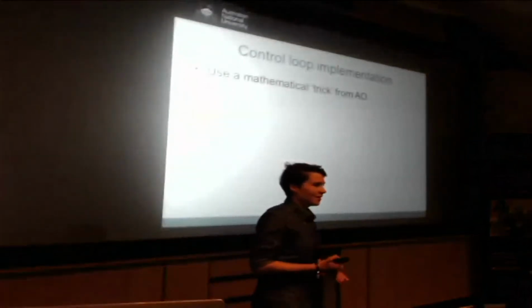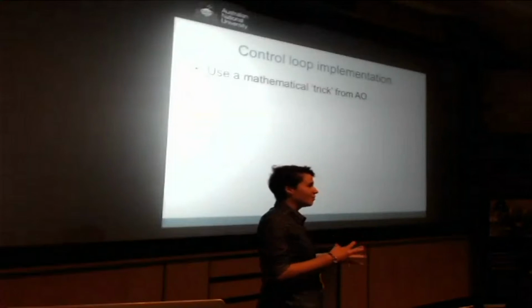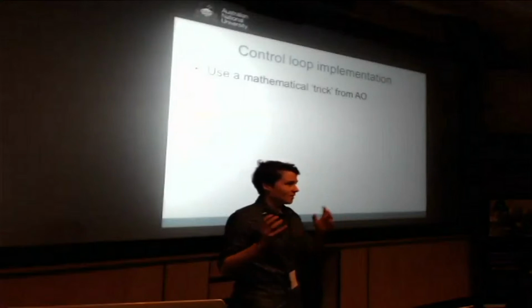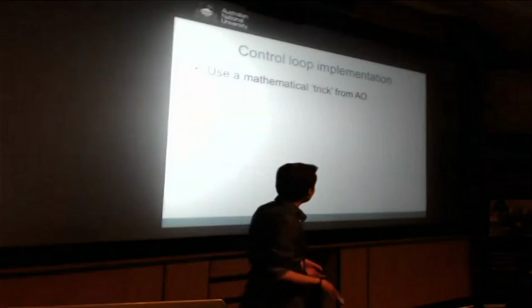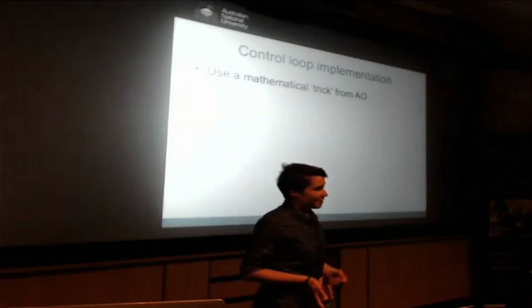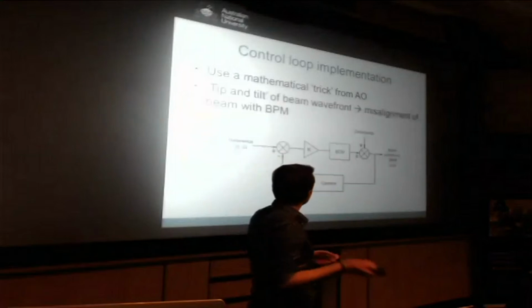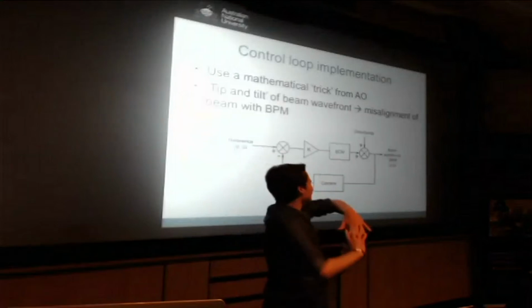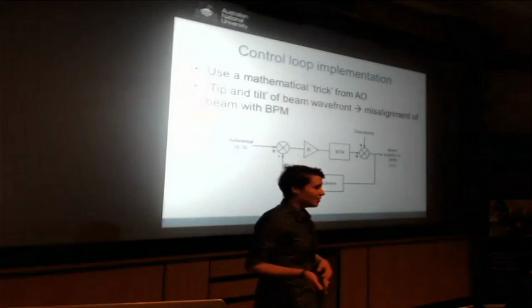Alright, so now that I know how to calculate the centroid of the beam and I know how to control the mirror, the last step is to put these two components together and form the control system. However, how do we go from centroid information into a control signal for the beam centering mirror? An easy way to do this, believe it or not, is to use a mathematical trick from Adaptive Optics. First off, the tip and tilt of a beam wavefront actually corresponds to a misalignment of the beam on the beam pointing mirror.